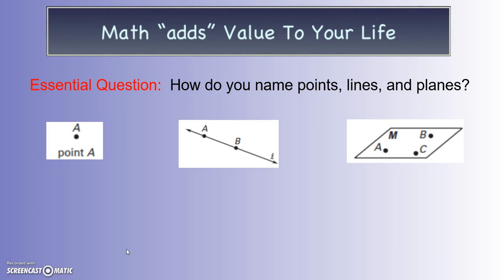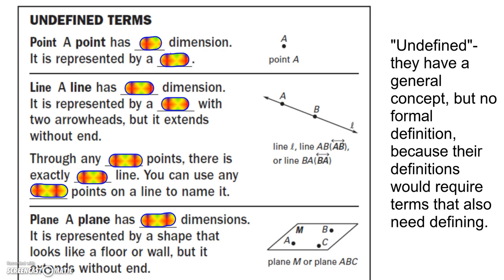Again, the question: how do you name points, lines, and planes? And you can see, this is a point. A point is an undefined term, which we'll look at in the vocabulary. But you name a point with a capital letter. Okay, and then here we see a line, and here we see the representation of a plane, a two-dimensional figure. Okay, or two-dimensional idea. So let's look at some things.